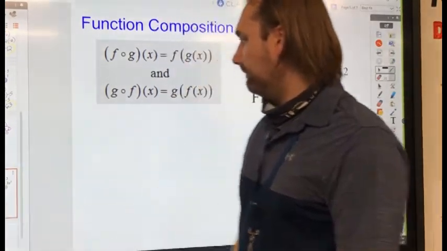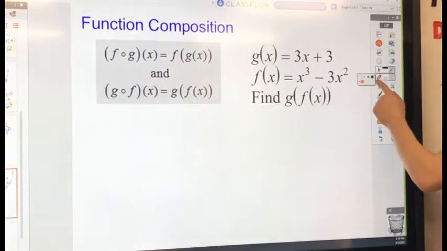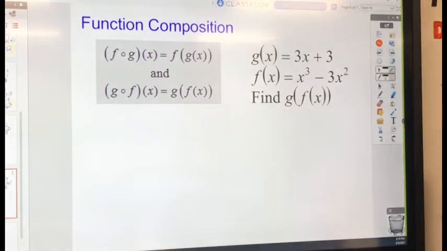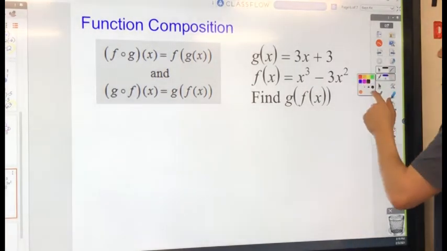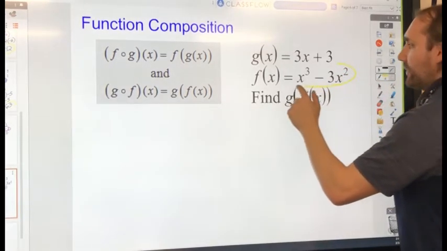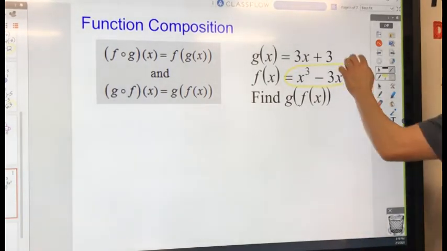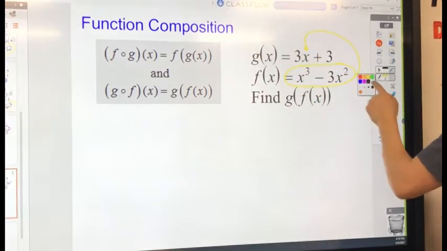Let's look at that again. G of x equals 3x plus 3. F of x equals x cubed minus 3x squared. What function am I putting inside of another? I'm going to put f of x, which is x cubed minus 3x squared, and where am I putting that? Very good, in place of x.